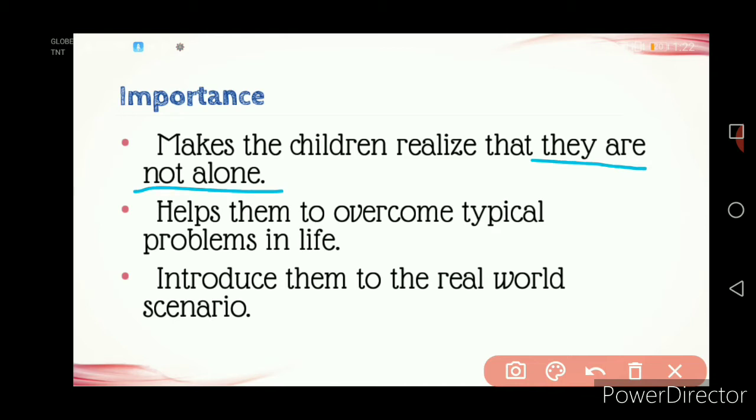Second, it helps them to overcome typical problems in life. The way they overcome common problems will set an example for children. Lastly, it introduces them to real world scenarios. Children's books expose young children to different situations. Realistic fiction introduces children to what they may become in the future.